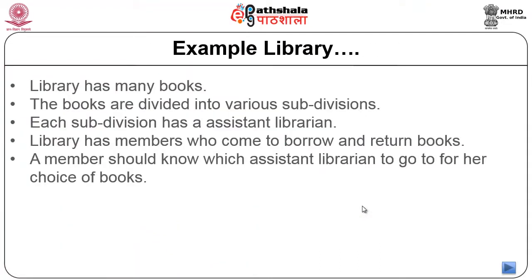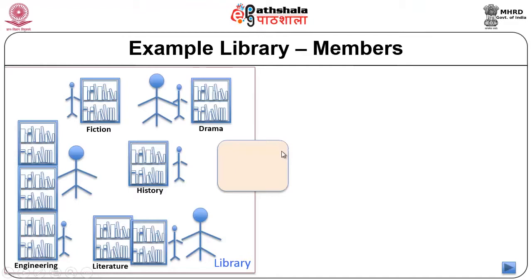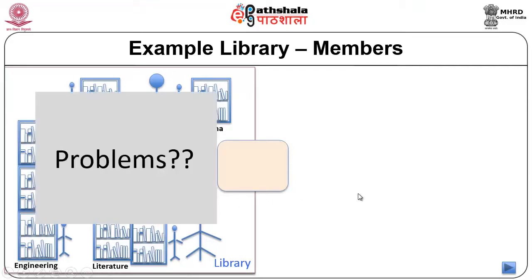Now, a member needs to know who the assistant librarian is for the sake of borrowing a book. So, if I have a specific choice as a member, I should know which assistant librarian I should go to in our scenario of library, and I should talk to that particular assistant librarian. So, based on the choice of the members, member will go to specific assistant librarian and will interact with them for a book.